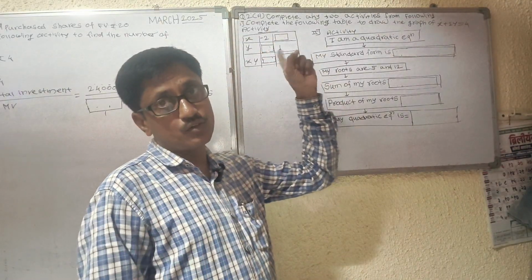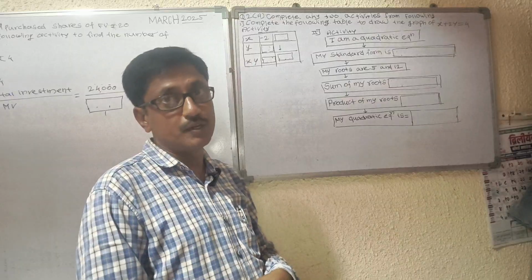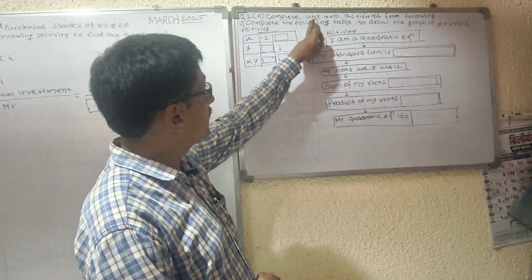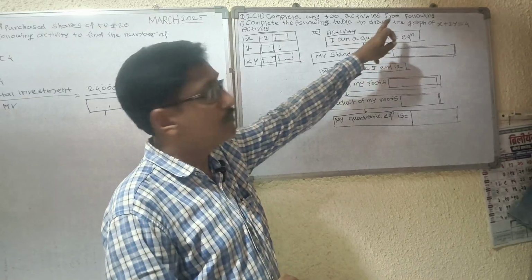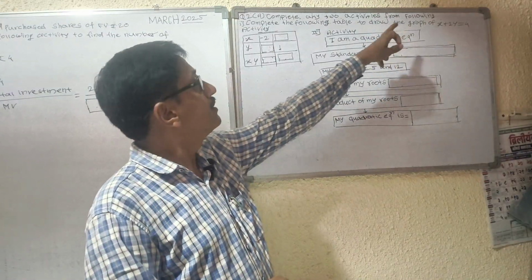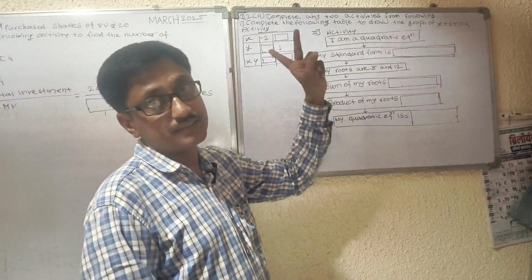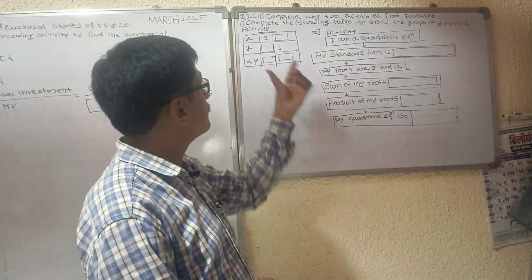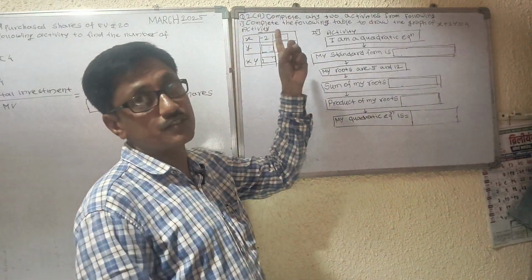I read the question, you listen carefully. Question 2A: Complete any two activities from the following. Out of the two activities we have to solve. What is the activity? First, I read.